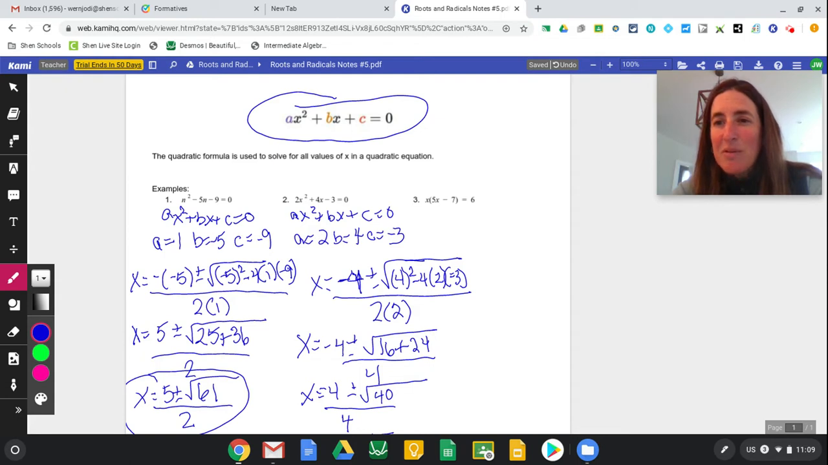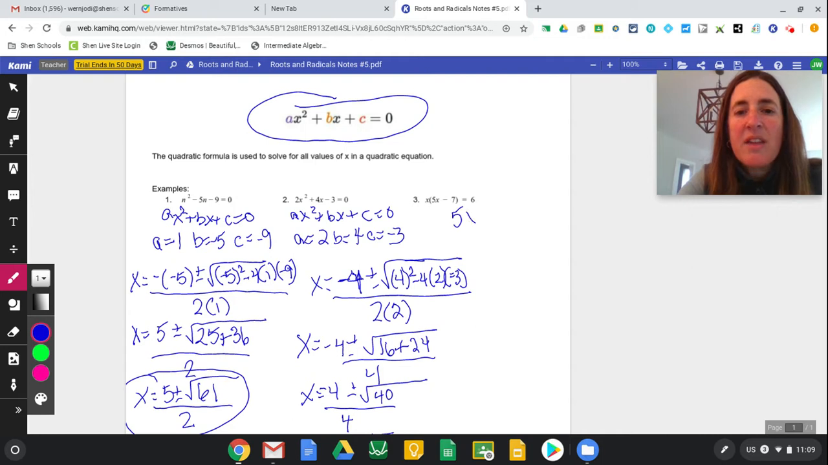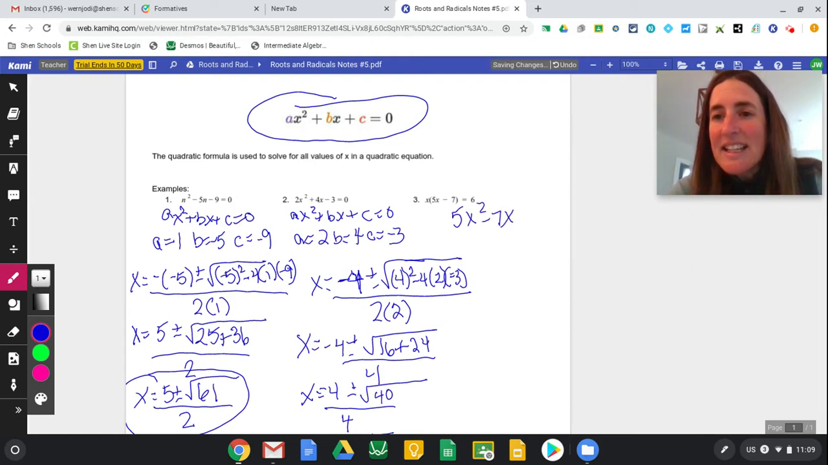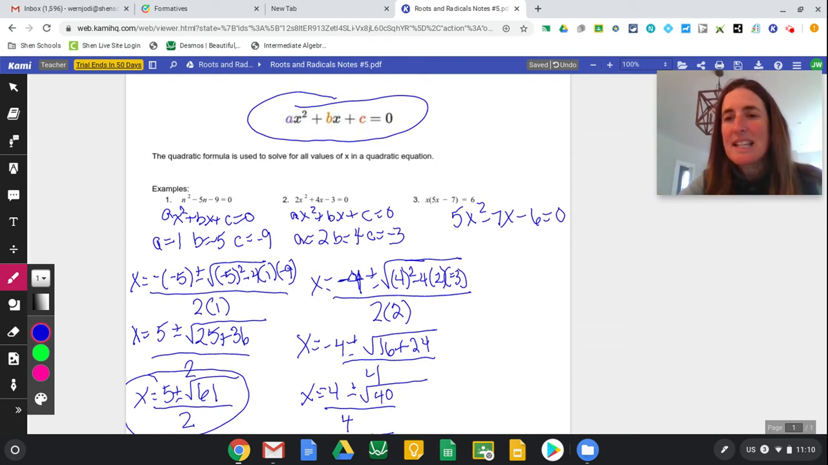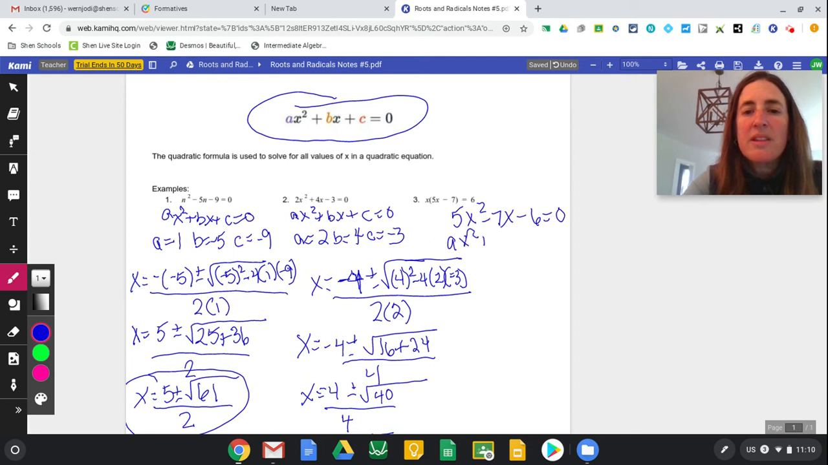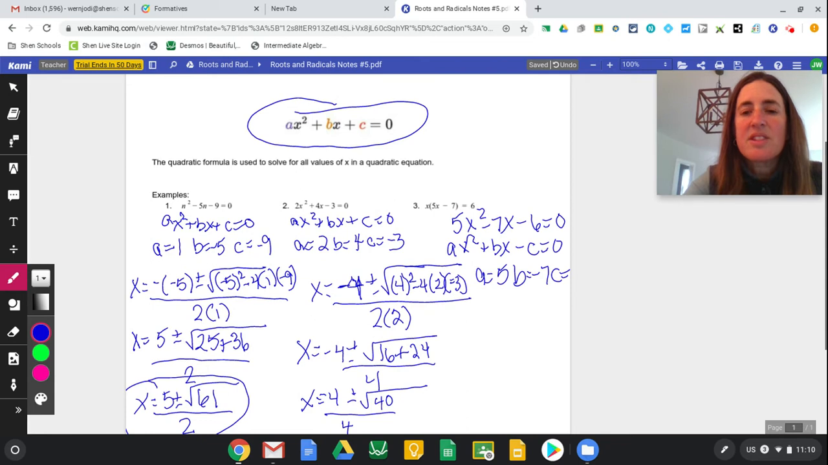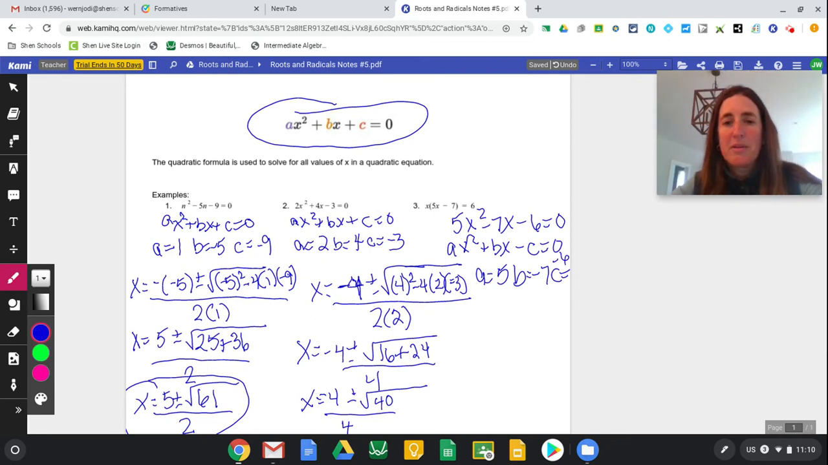See that it's not written in proper form, so I actually need to multiply that out. That's really 5x squared minus 7x, and that 6 is on the wrong side. It has to say equals 0, so I'm going to subtract 6, so it equals 0. The 6 needs to be on the other side. Now I know I have ax squared plus bx plus c equals 0. A is 5, b is negative 7, and c is negative 6. Oh boy, I'm going to run out of room.